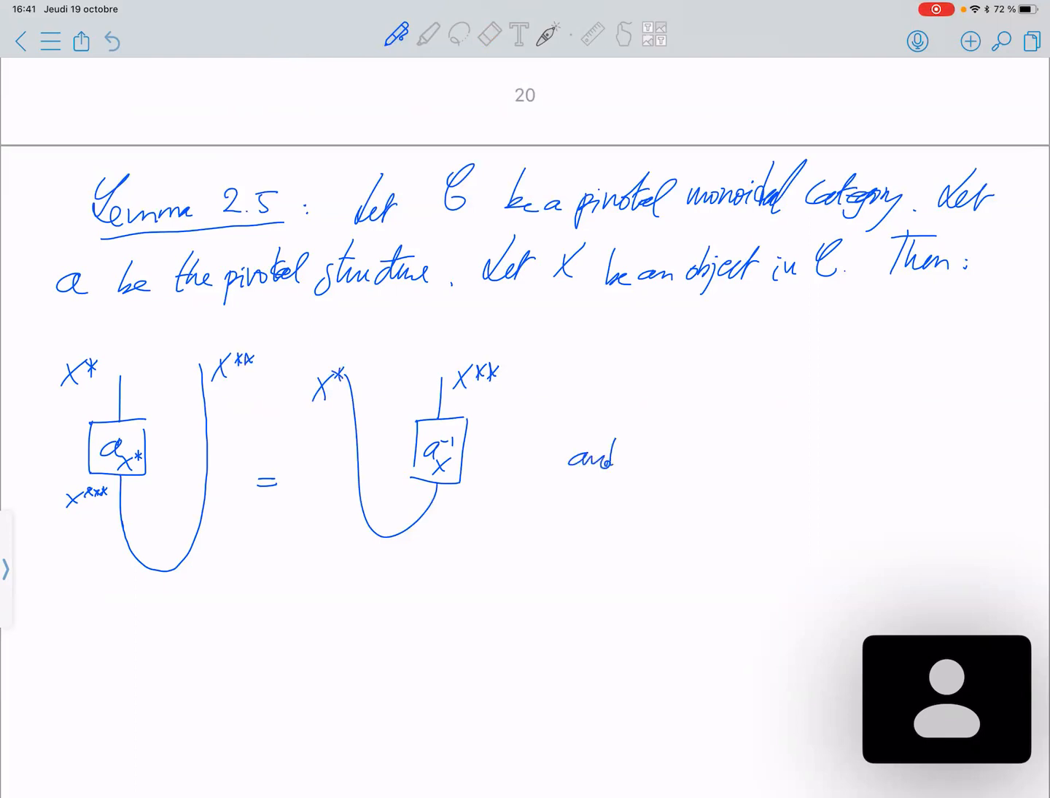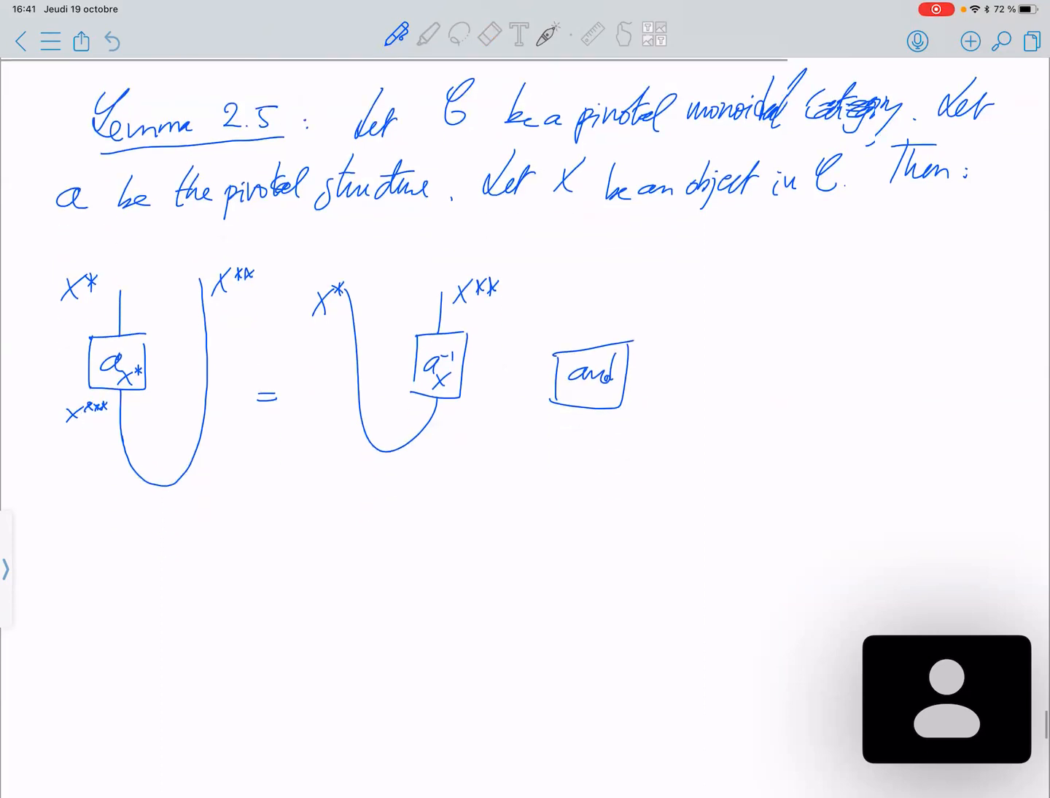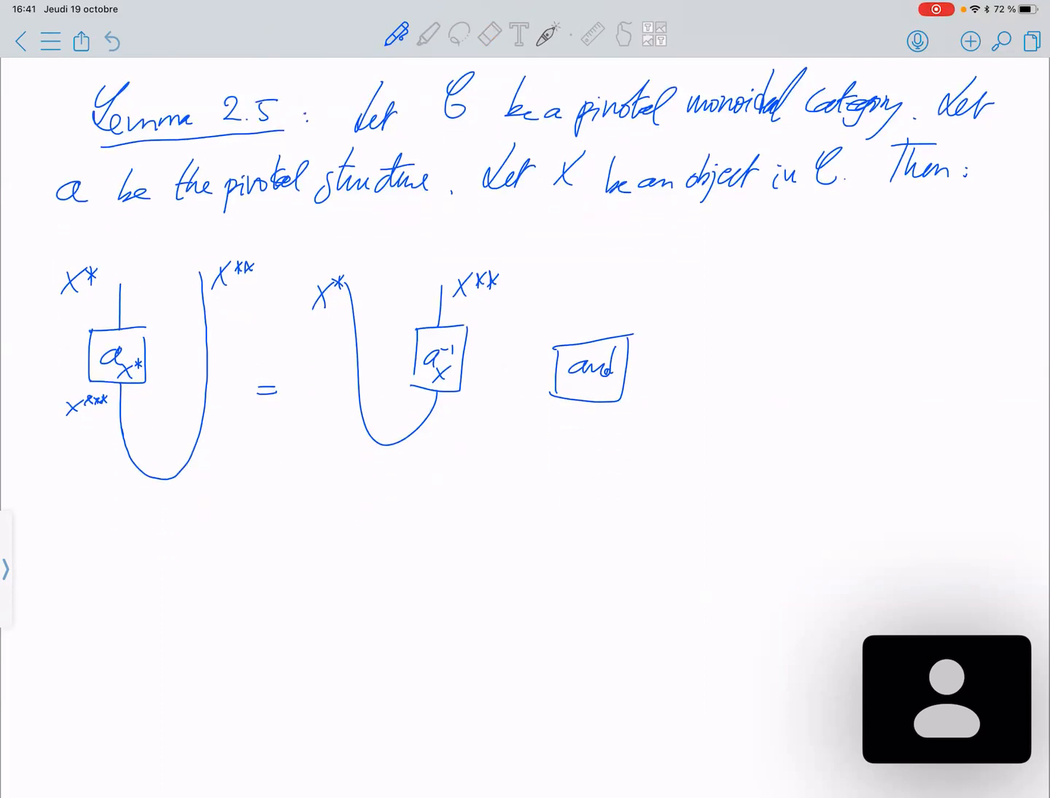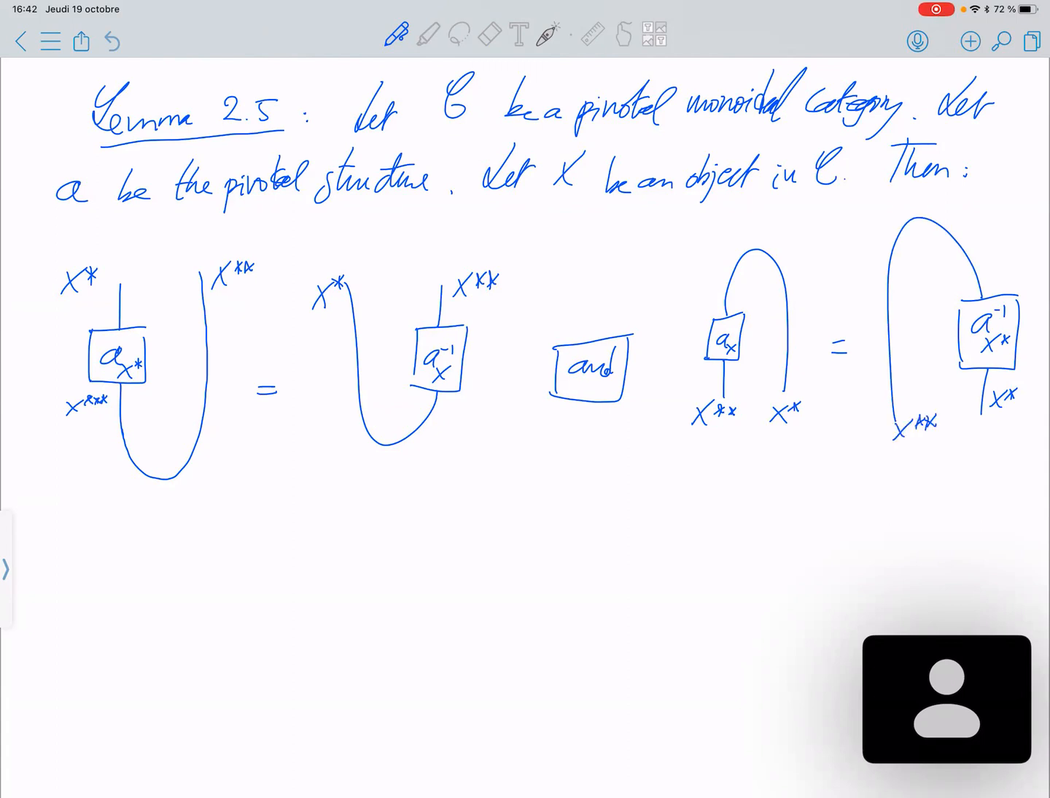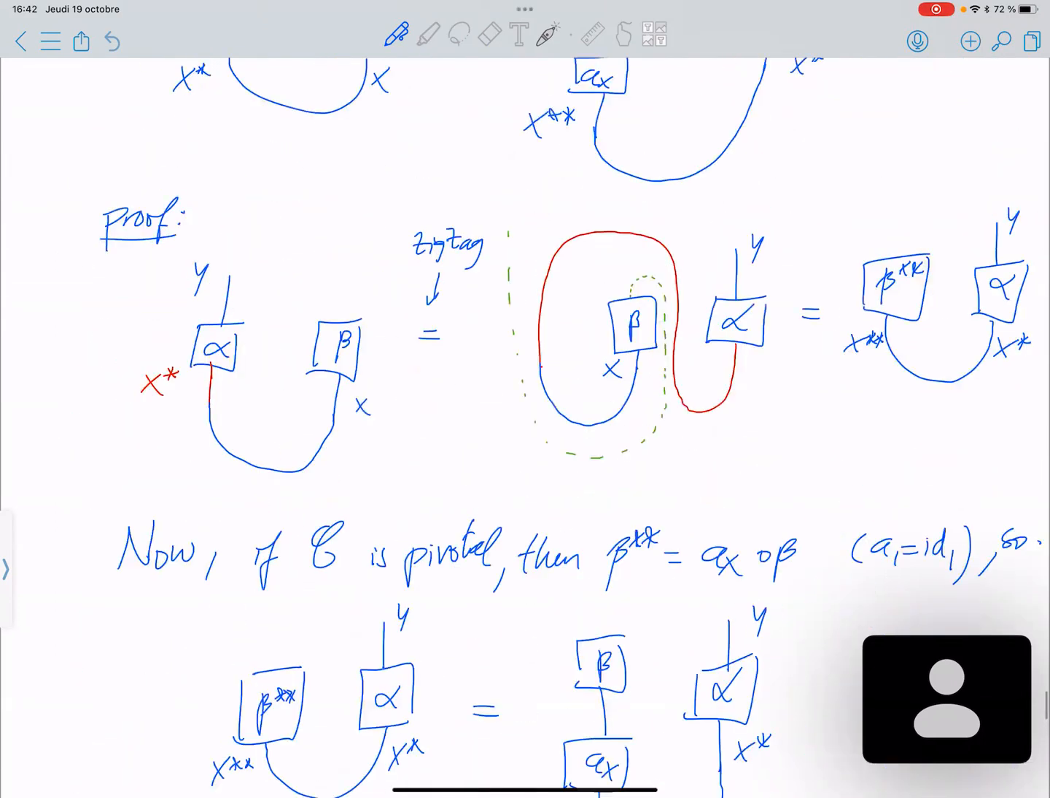And the same picture for the co-evaluation, with the co-evaluation map, A_X, like that, co-evaluation map, X double star, X star, equal A_X star inverse, X double star. Okay. So we already saw something looking like that.